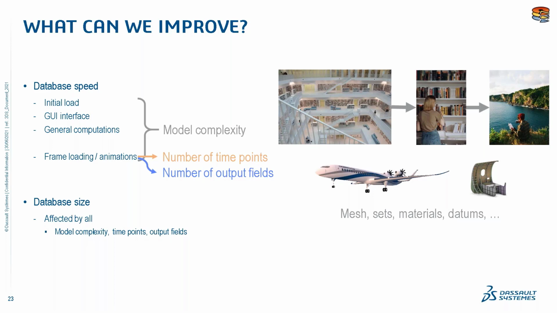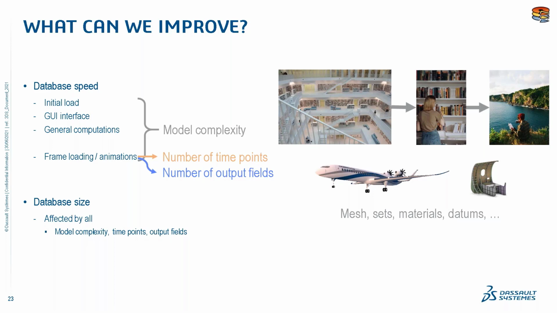We can consider how fast our general computations are if we need to multiply one field by a constant value, or if we need to add fields or do an envelope of fields, or if we have a path that we need to find the closest elements to that path. There's a lot of different operations that are going to be dependent on the size of the database. So frame loading and animations as well. If you've requested more, it's going to take longer to do an animation.